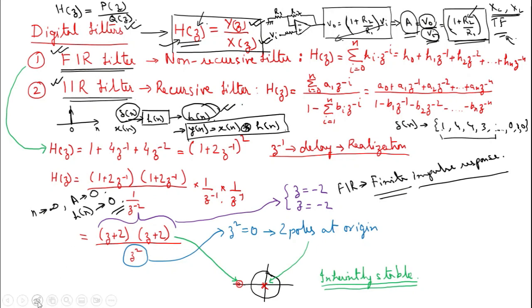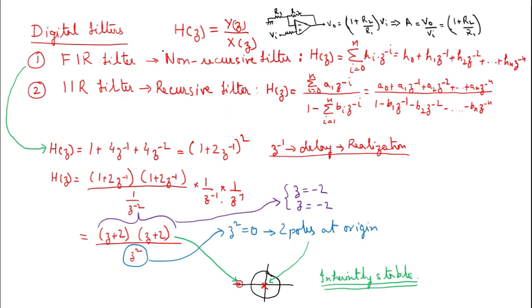Now, FIR filters are regarded as non-recursive filters, whereas IIR filters are regarded as recursive filters. So what does that mean? This means that IIR filters have a feedback system or a feedback loop.